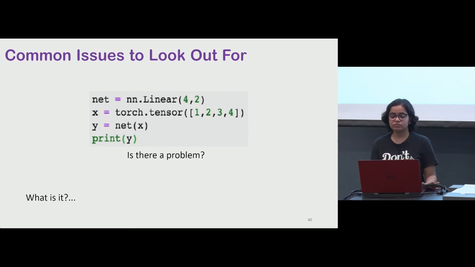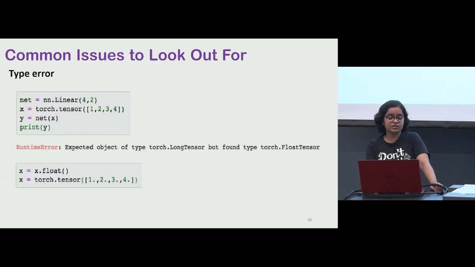Okay, so looking at this example, do you think anything is wrong with it? Is it correct? Floating point? Correct. So if we ran this, we'd run into this error because the x should be a floating point tensor.